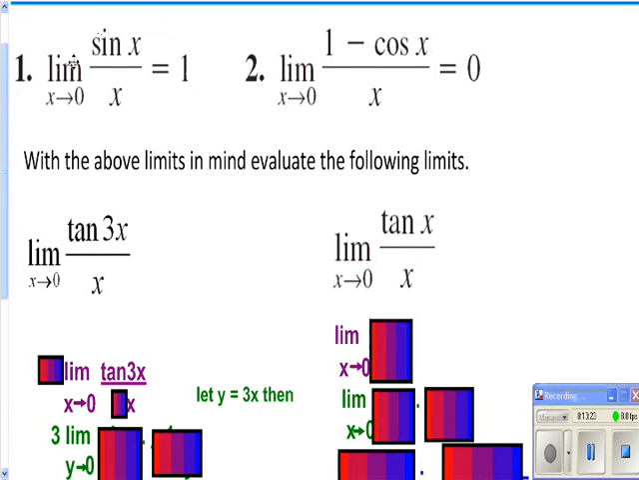Here's your basic trig limit on the left. Have it memorized. Here's another limit on the right that you need to have memorized. We're going to be using these to be able to work out our problems.